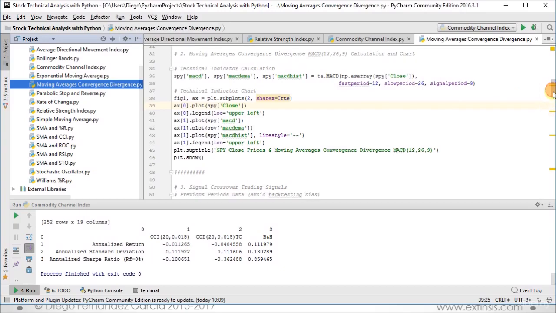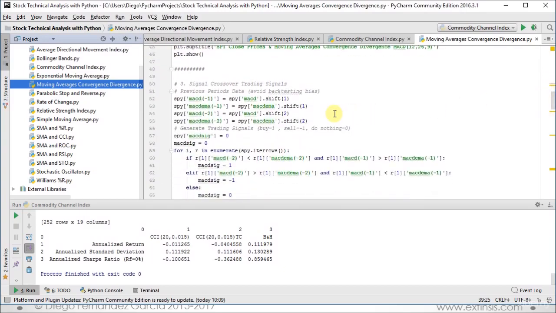Then we have the corresponding signal crossover type of trading signals. First, we create the corresponding columns with previous periods data to avoid the backtesting bias, meaning that we'll be implementing our trading signals one day later than observed. Therefore, we're going to create MACD from previous periods and MACD EMA, or its signal, from previous periods, and the same from second previous periods. We create them by going into the original data frame, looking for the corresponding column, and shifting them one position or two positions accordingly.